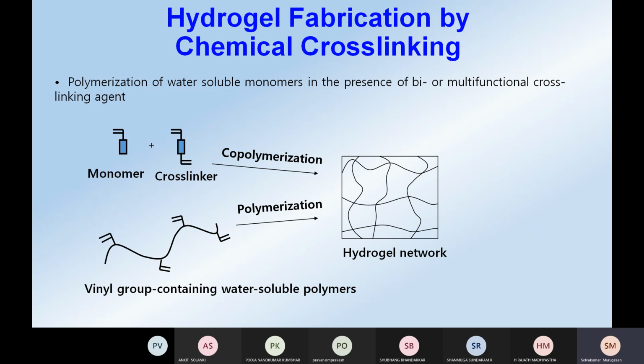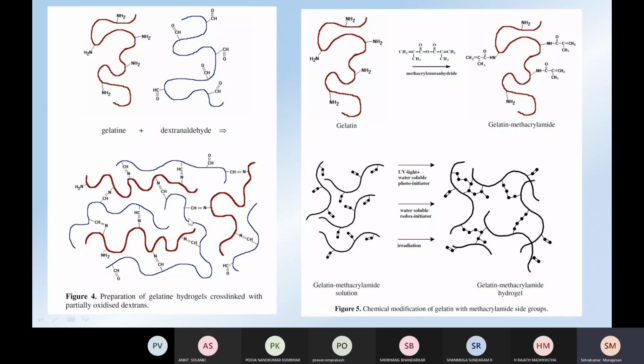So this is a simple reaction scheme for the preparation of hydrogel. You take a monomer, and the monomer is dissolved in water. If you need chemical crosslinking, then you have to add some crosslinker, and the polymerization continues. At the end, you will have this kind of network structure polymer which has water inside. Okay. So these are a few structures of polymers and the crosslinking units.